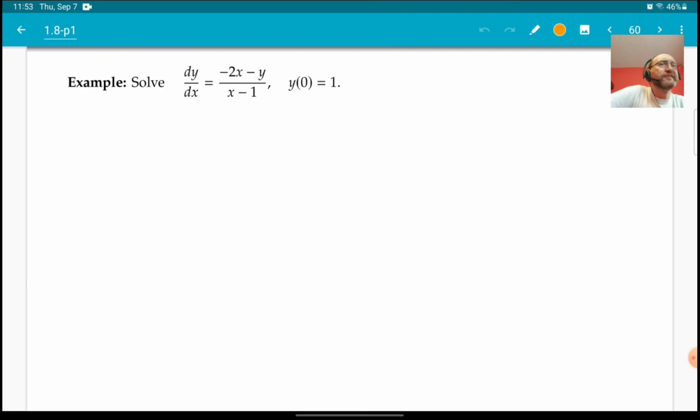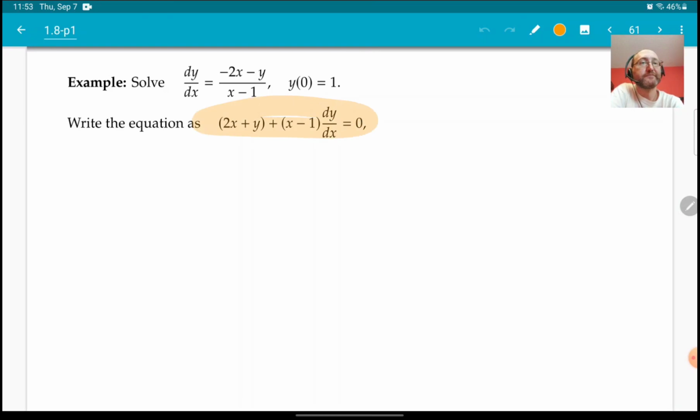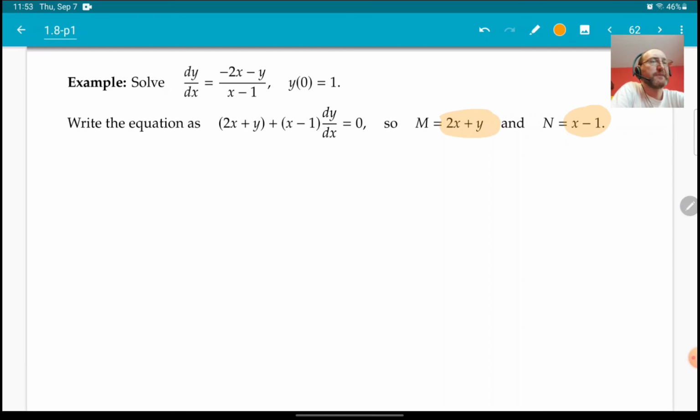All right. So let's look at an example that maybe at first doesn't look like the type of equation that we've been looking at. So we're trying to solve this initial value problem, right? We have this guy dy dx is this thing, and y at 0 is 1. All right, so we write the equation like this, and so m is 2x plus y, but now n is x minus 1.